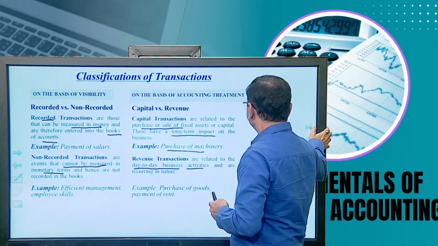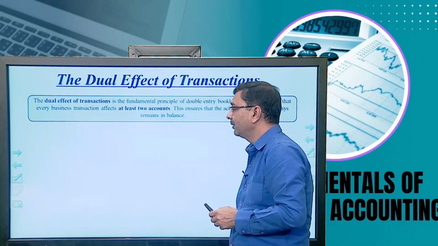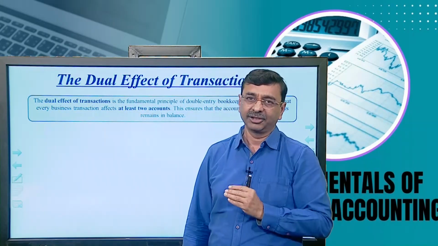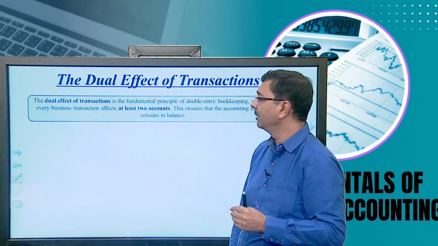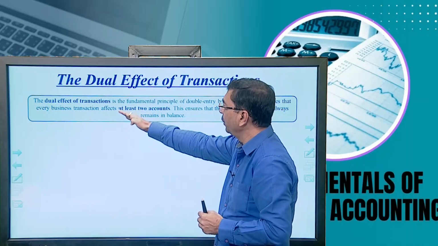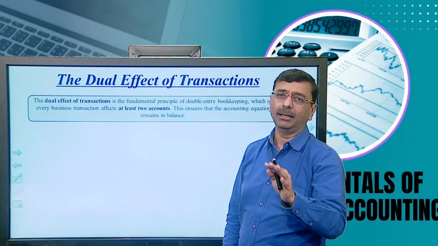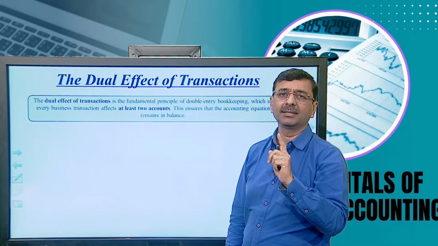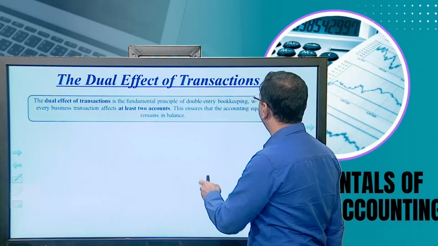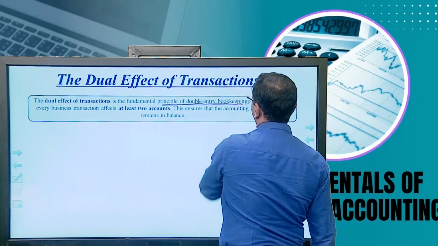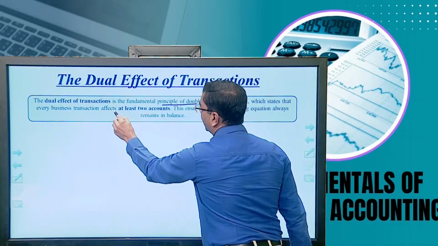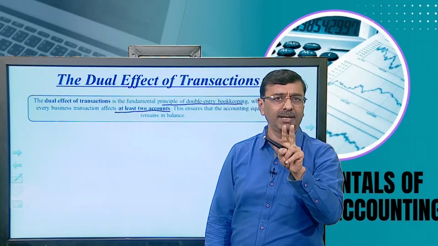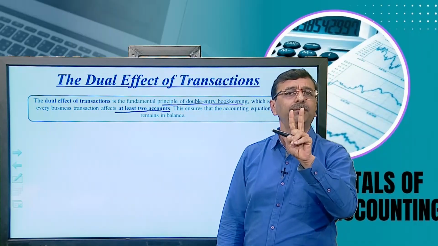Moving to the next, the dual effect of transaction. Any transaction has a minimum of 2 effects, as was discussed at the introduction of the lecture. The basic fundamental principle is that any economic transaction has at least 2 effects. That is the double entry of bookkeeping, which says that a minimum of at least 2 accounts are affected.